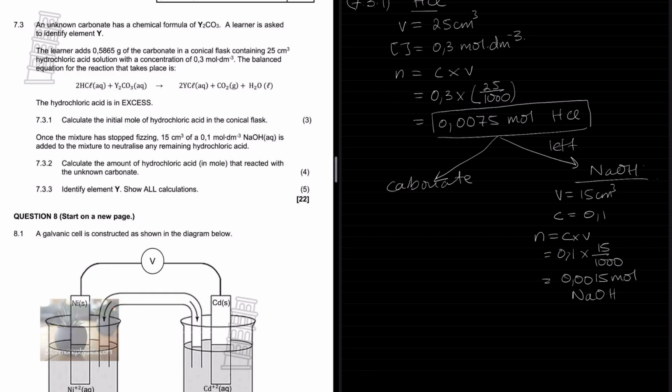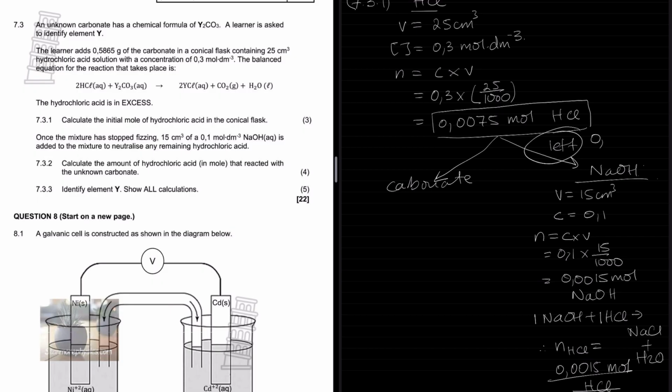So the reaction is NaOH plus HCl gives us NaCl plus H2O. And that is balanced. So the ratio here is 1 to 1. That means the number of moles of HCl is going to be 0.0015 moles of HCl. And this is the moles of HCl that was left over.